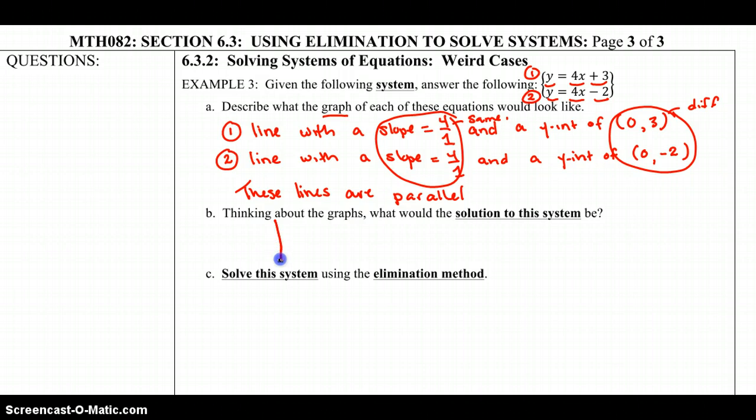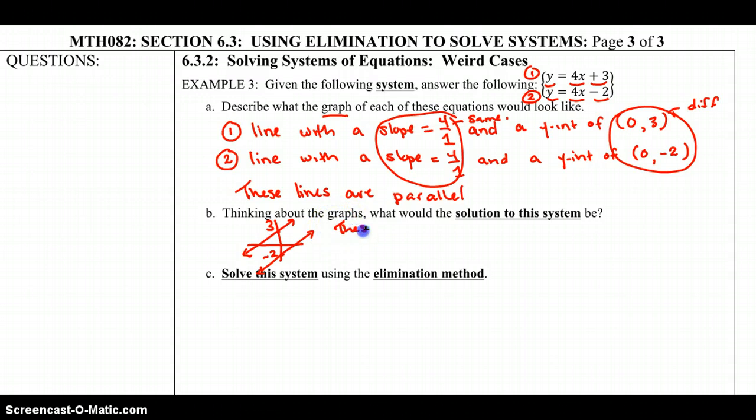So if we're thinking about the graphs, so we have one with a slope of 4 and it intercepts here at 3, and we have another one that has same slope, same steepness, but intersects down here on the y-axis at negative 2. So we have parallel lines, but to solve the system, we're trying to find an ordered pair that makes both equations true. It has to be on both graphs. Okay? And we can see from the graph when they're parallel that these two lines don't share any points.